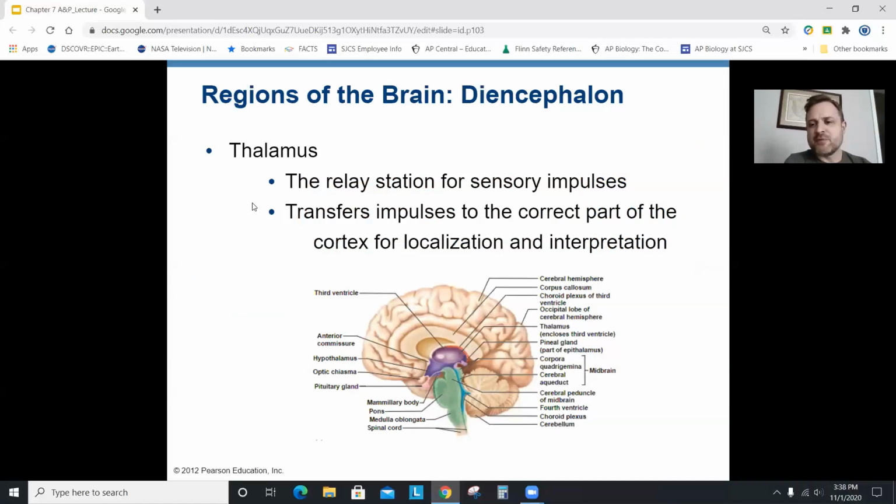Okay, so the 3 parts of the diencephalon. The thalamus, we're just going to kind of hit the highlights. The thalamus is sort of like a relay station. Your brain is flooded with different sensory inputs, and the thalamus basically decides where to send signals. It's sort of like an old-timey phone operator or a relay station. It interprets roughly what the signal is and decides where it should go in the brain.